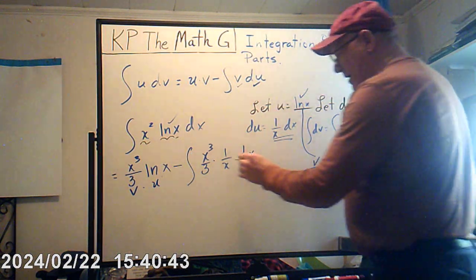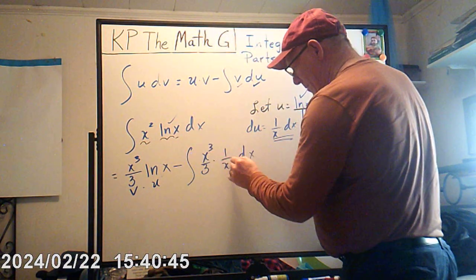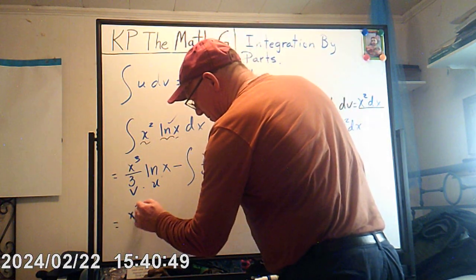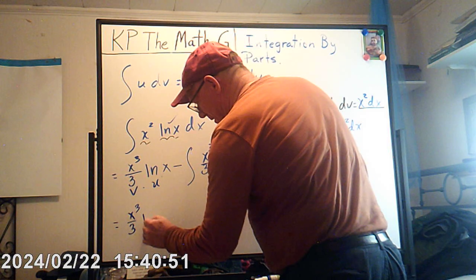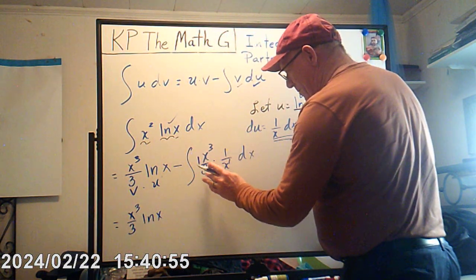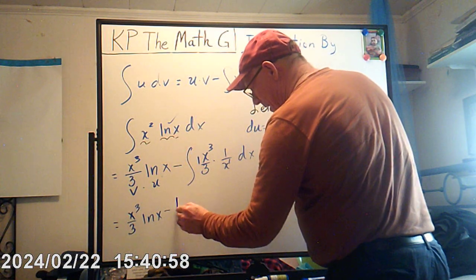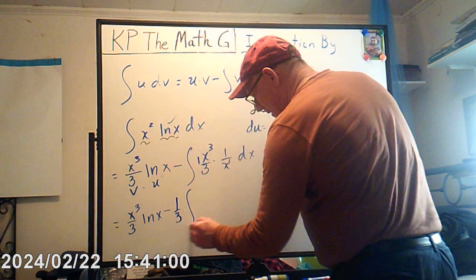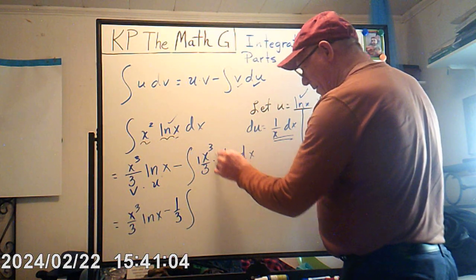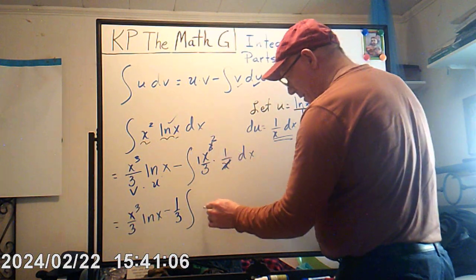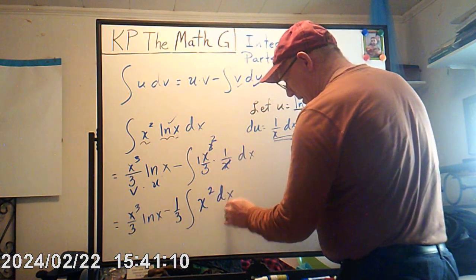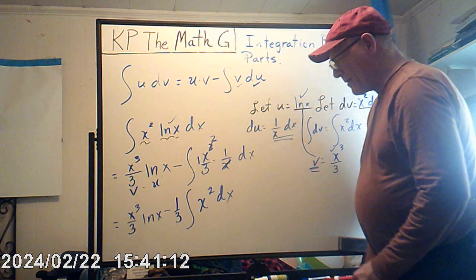Okay, now we can simplify that a little bit. So let's do that. That's x cubed over 3 ln of x. I'm going to make this 1/3 and put it on the outside, so minus 1/3, integrating. So now this is x cubed, this is going to be gone, this is going to be x squared now. So just x squared dx, like that. Everybody see that?